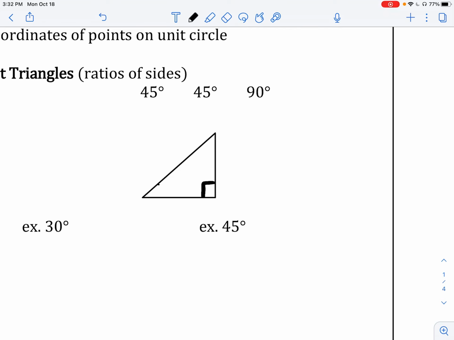If it's a 45-45-90, that means it's an isosceles triangle. So if this side here that's opposite of that angle is a, that means this side that's opposite of this angle, since these angles are congruent, must also be equal to a. And the side that's opposite of our right angle, the hypotenuse, has to be equal to a root 2. So the ratio is a times root 2, whatever that leg length is times root 2.